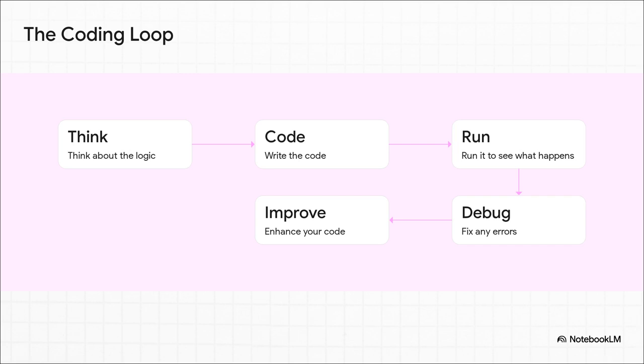Now, what's really interesting here is the emotional core of programming. Coding isn't some test of perfection. It's a continuously iterative process. First, you think about the logic. Then you code it. You run it to see what happens. It will probably have an error, and honestly, that is totally okay. Then you debug it, and finally you improve it. Embrace this loop. It's how every great programmer out there works.